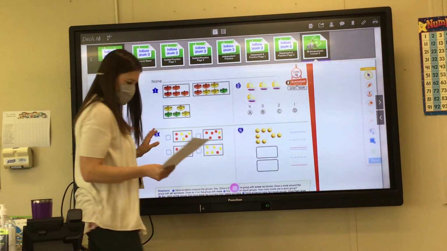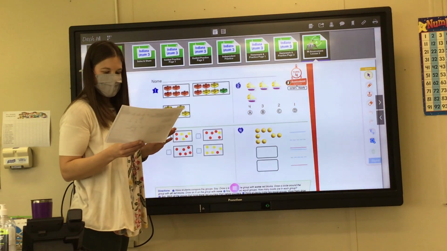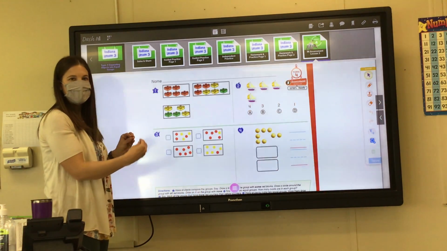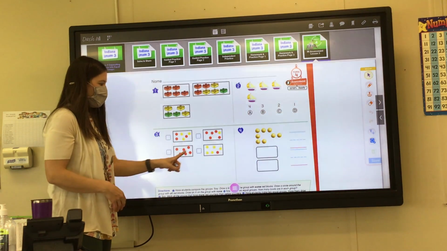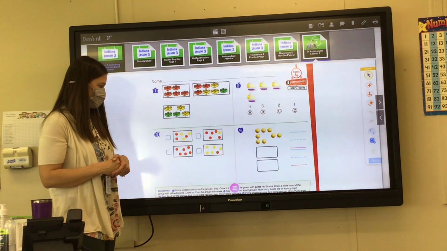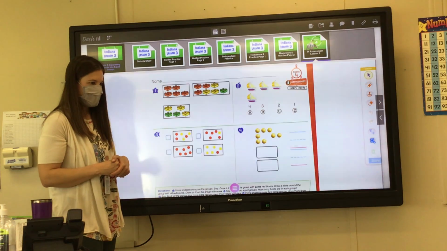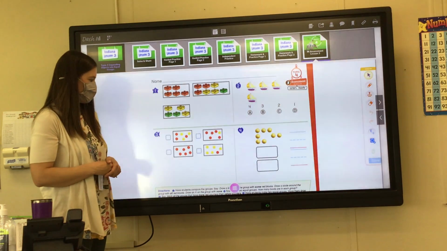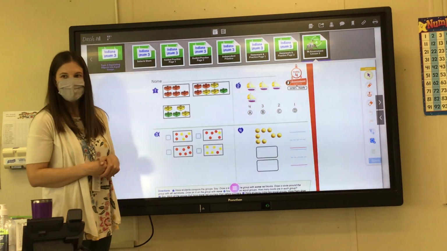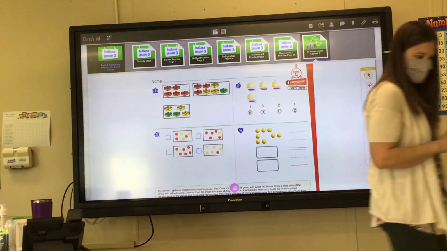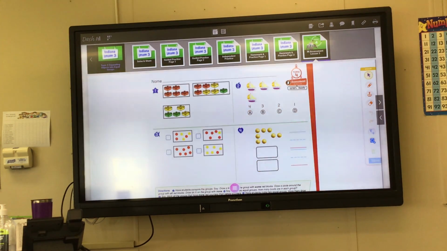Okay, moving down to number 3. Mark all the groups that have more red counters than yellow counters. You're going to need to look up here. Mark all the groups that have more red counters than yellow counters. So think about which ones have more red counters than yellow counters. By looking up here, please. Okay, if I said mark all the groups, that means you're going to mark more than one. Don't forget.